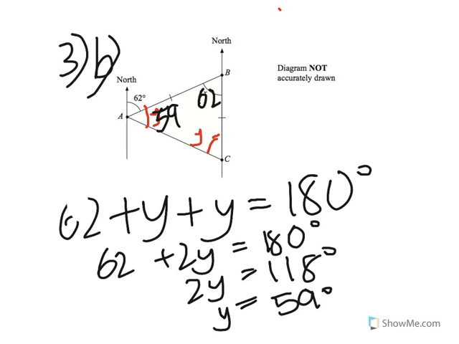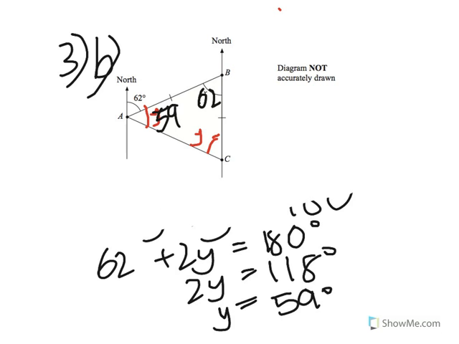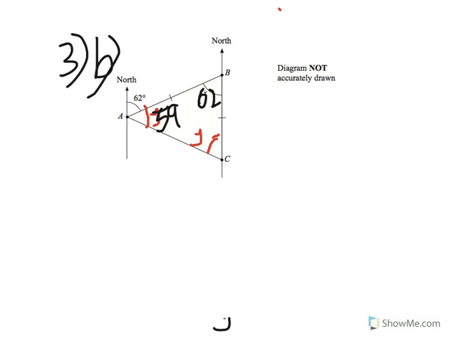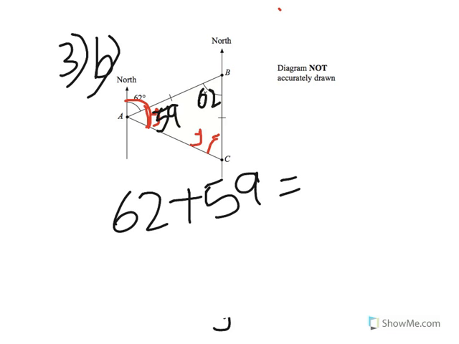So now we can figure out the bearing of C from A, as we discussed earlier. All we got to do to find the whole bearing, which is this whole angle, is just add 62 and 59. So 62 plus 59 will be equal to the bearing, which is nothing but 121 degrees. And just a note in this question, please don't attempt to measure the angles with a protractor, because this diagram is not accurately drawn.